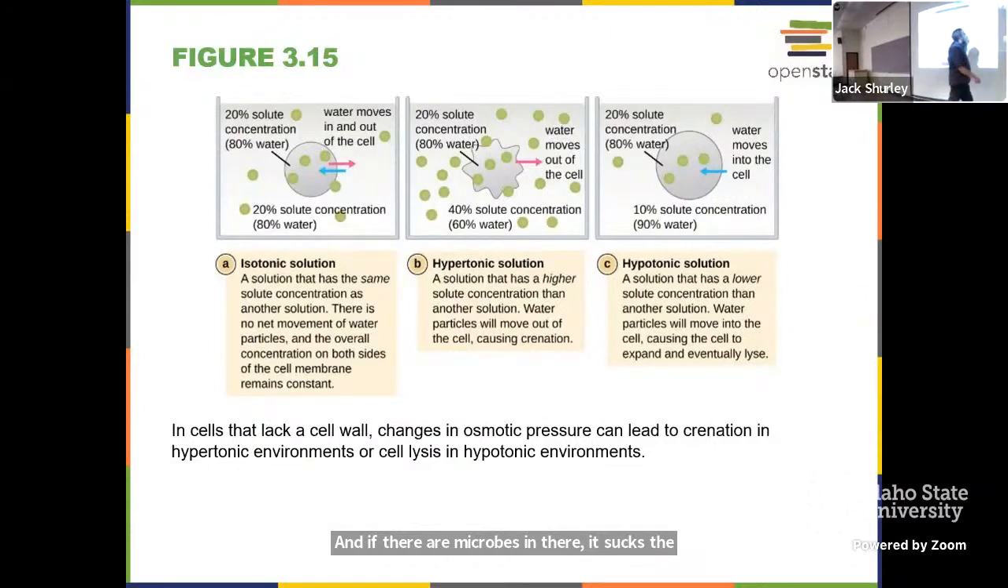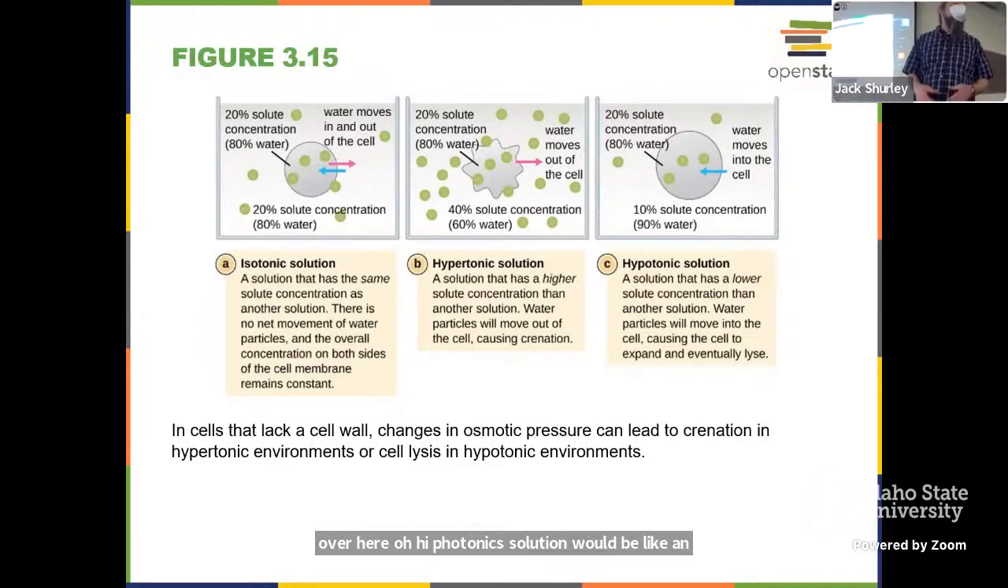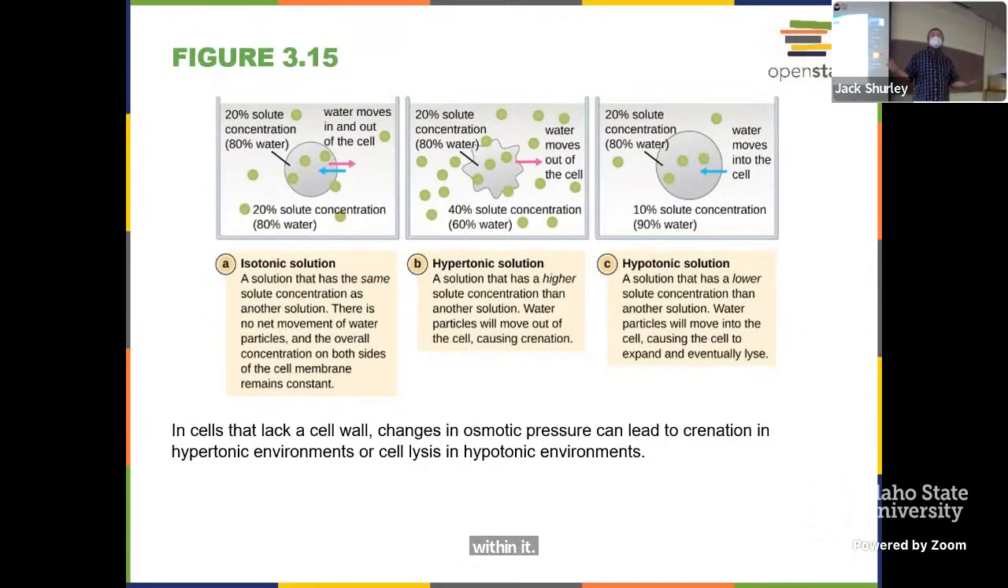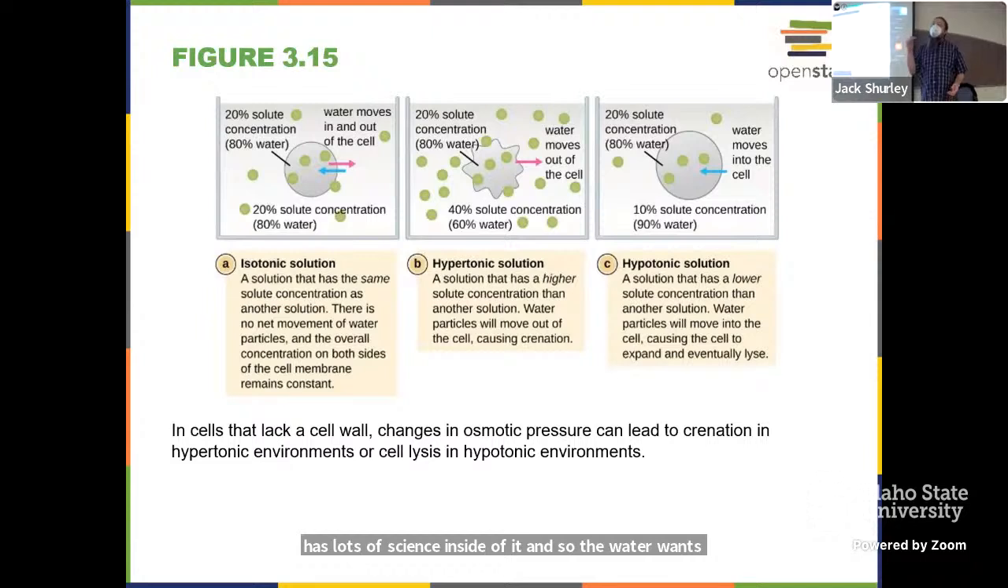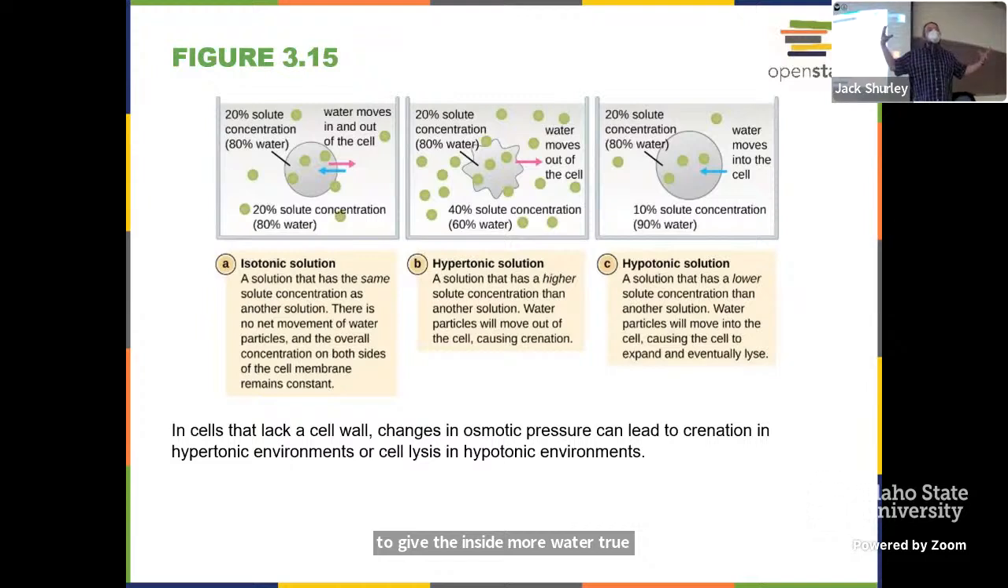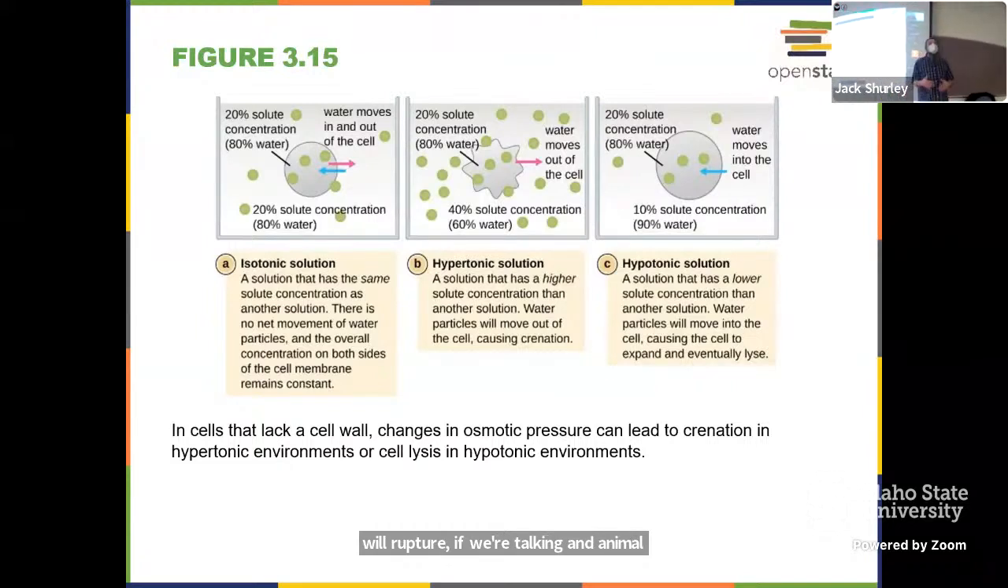The opposite over here, a hypotonic solution, an example could be distilled water, something that has basically no dissolved particles or ions within it. It's the solutes we're thinking about, right? So now there's no solutes outside of this cell. The cell has lots of solutes inside of it. And so the water wants to go from the outside to the inside of the cell to give the inside more water. We're like, we need more water. That cell swells up and potentially will rupture. If we're talking about an animal cell, like a blood cell, it would fill up and lyse.